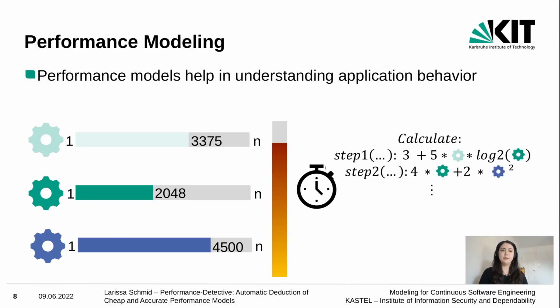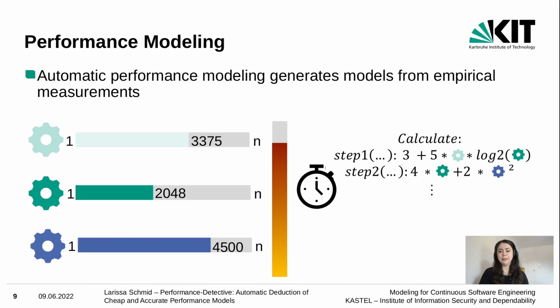This is where performance models come into play and can help in understanding the application behavior. For example, here on the right side, we have two performance models for the functions step 1 and step 2, where they explain how the configuration options on the left impact the performance. While these performance models can be generated analytically, there's also automatic performance modeling, which does not require a performance expert, but just generates models from empirical measurements.